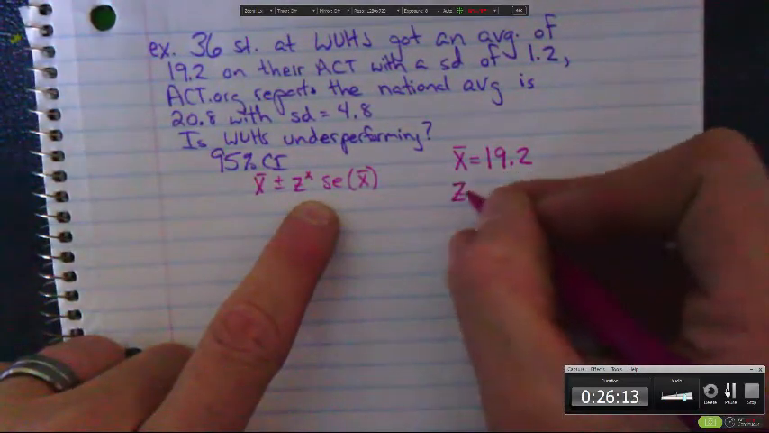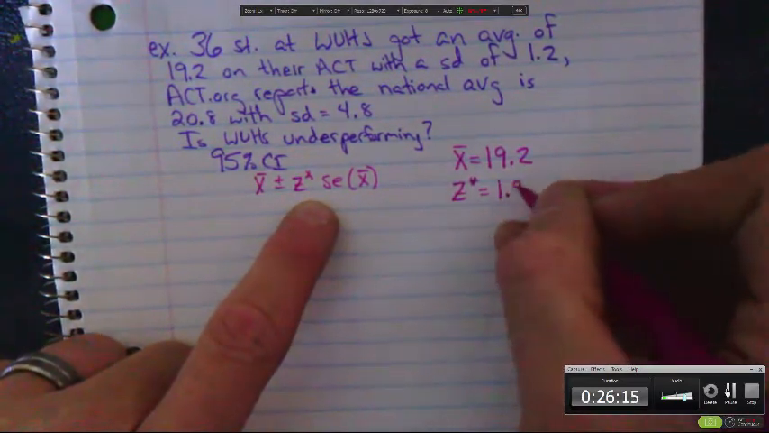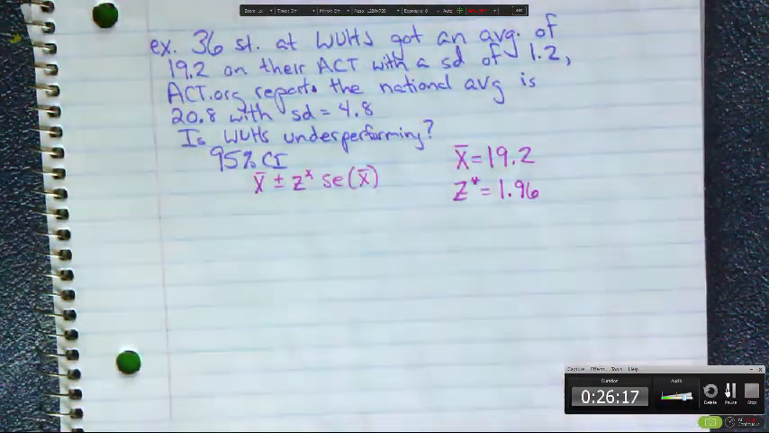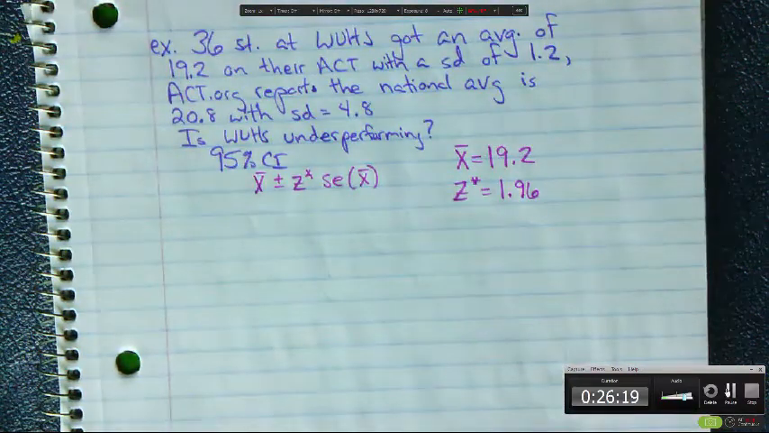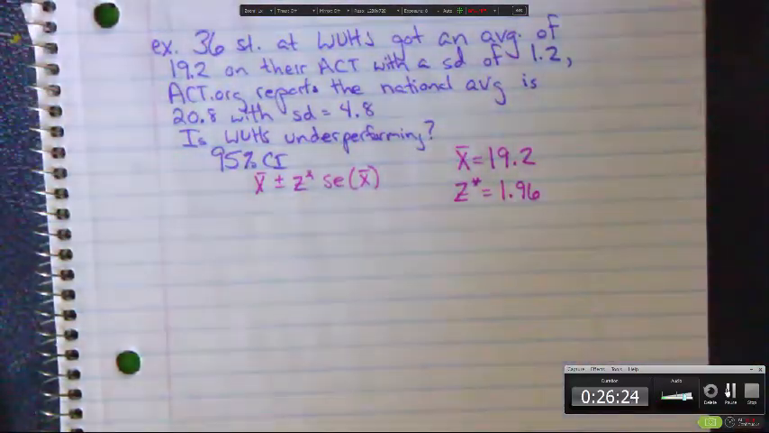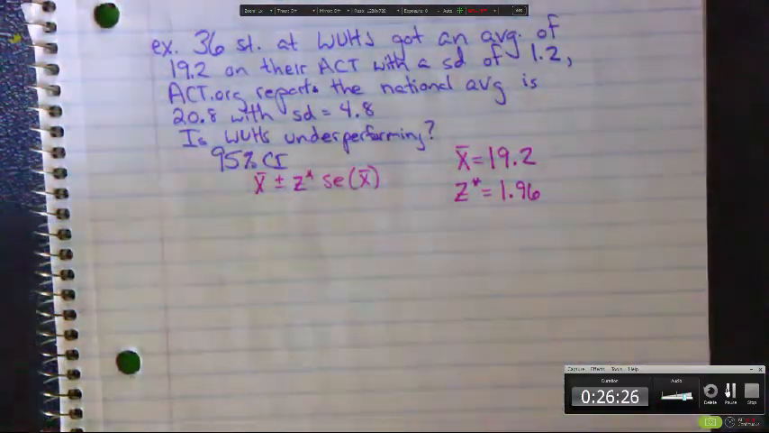Z critical 1.96. We've done that one. 95% confidence interval, Z critical 1.96. That's something that should be memorized. If it's not, you can do that method to find it, and you'll get 1.96 every time.